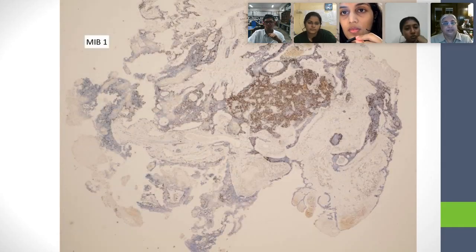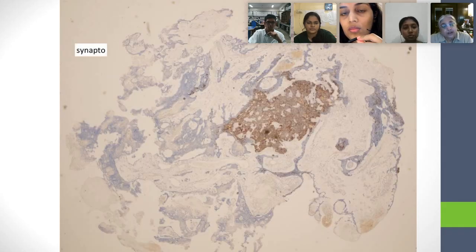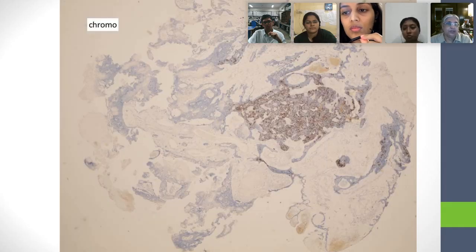You can see here, this is MIB1, and anybody can see that the MIB1, which tells you about the rate of proliferation, is very high in that malignant part and low elsewhere, because you can see how dense is the number of dots, because the nuclei will have picked up the brown stain for the MIB1. But just to our surprise, that malignant transformation part showed synaptophysin and also showed chromogranin.